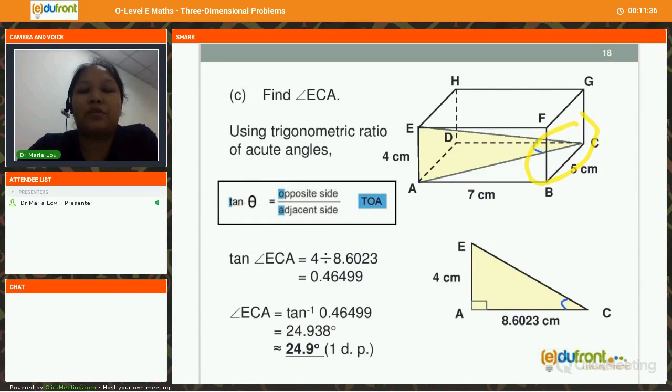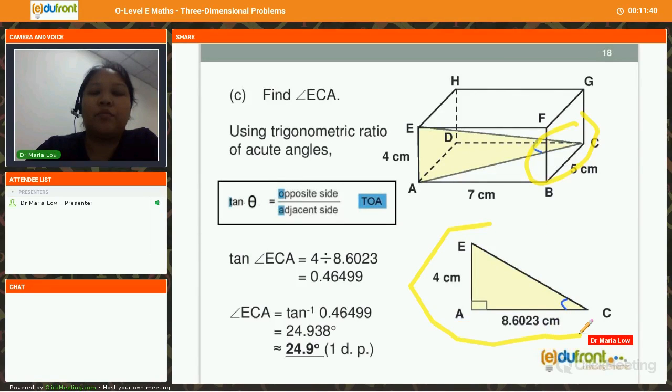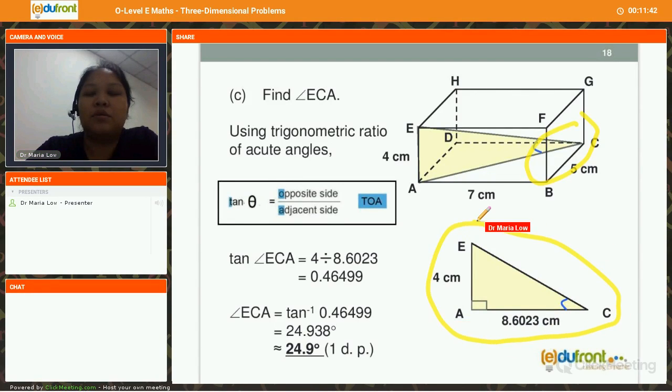And when we extract that two-dimensional triangle out from that plane, this is how that right angle triangle looks like. So our right angle triangle EAC has a height of AE as 4 cm. We have a length of AC, which was calculated earlier on in the previous question, as 8.6023 cm.